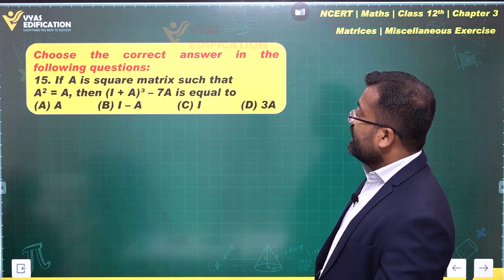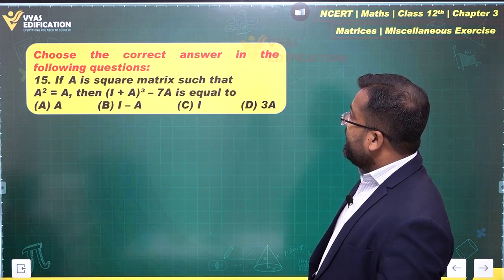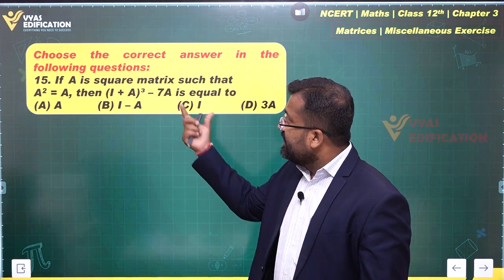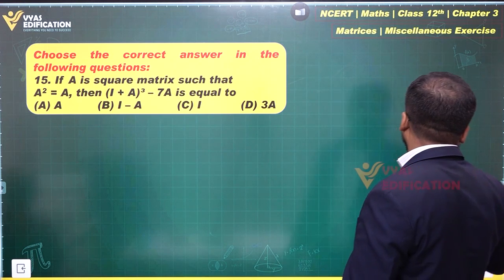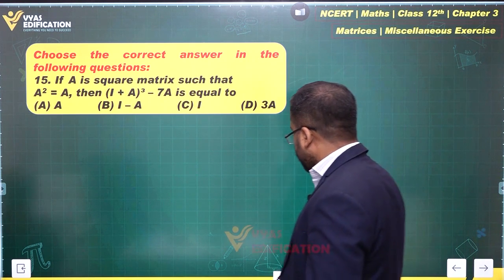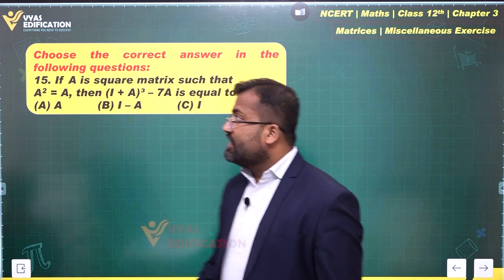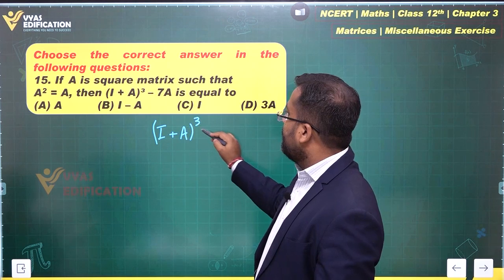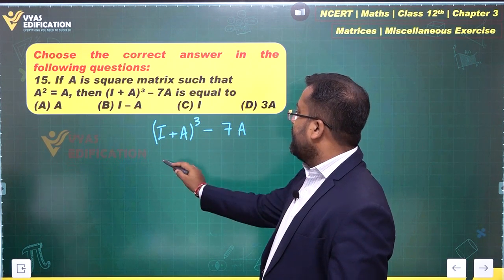Let's discuss this question. If A is a square matrix such that A square is equal to A, then I plus A whole power 3 minus 7A is equal to what? A is a square matrix such that A square is equal to A. So how do we approach this? I plus A whole power 3 minus 7A will be equal to what?